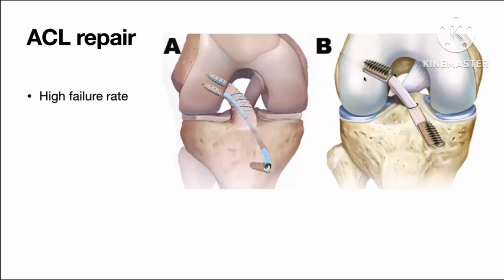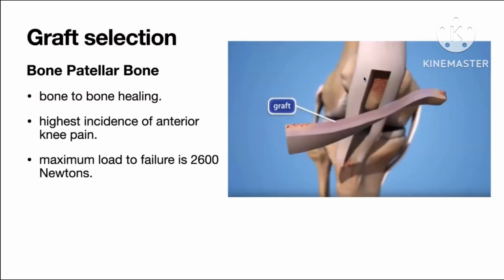For ACL repair, there is a high failure rate, so not worthy to remember sa exam. So graft selection: you have the bone-patellar tendon-bone, with bone-to-bone healing, the highest incidence of anterior knee pain, and again 3,000 Newton tensile strength. Maximum load to failure is 2,600 according to Bullets, 3,000 according to Miller. Aside from anterior knee pain, there is an increased risk of patellar fracture post-op during rehab. Not intra-op, but post-op.